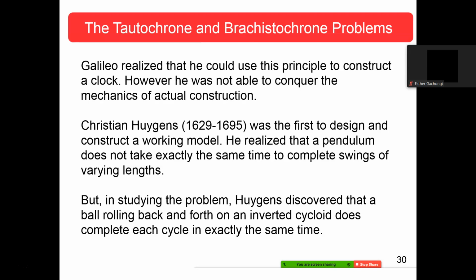Christian Huygens came along much later, almost 2 centuries later. He was the first to design and construct a working model of a clock. He realized that the pendulum does not take exactly the same time to complete swings of varying lengths. But in studying the problem, Huygens discovered, here's another paper topic, that a ball rolling back and forth on an inverted cycloid does complete each cycle in exactly the same time.